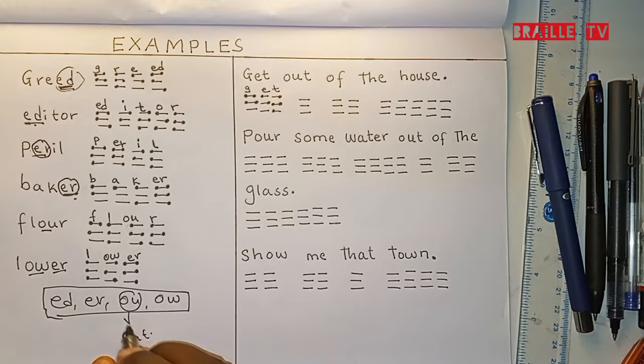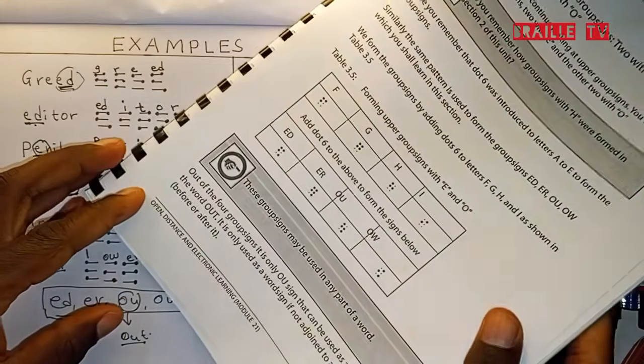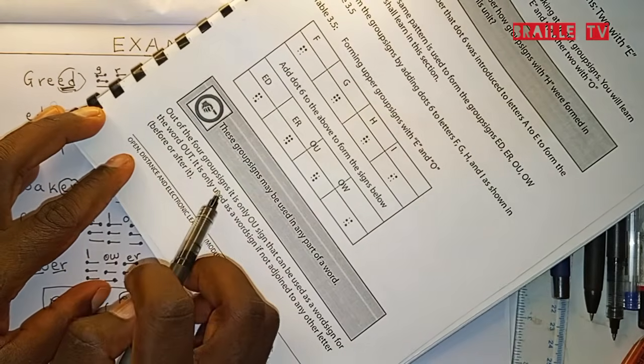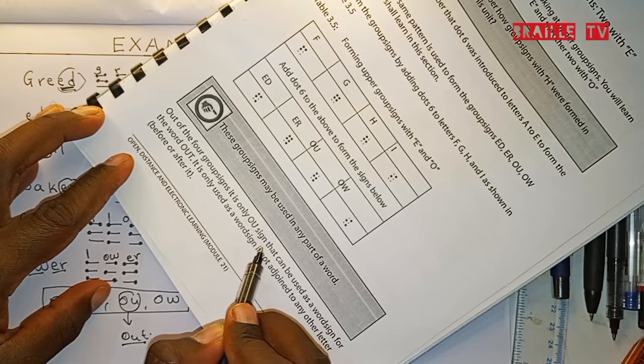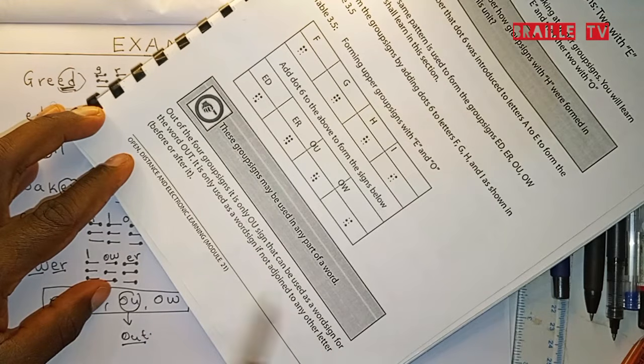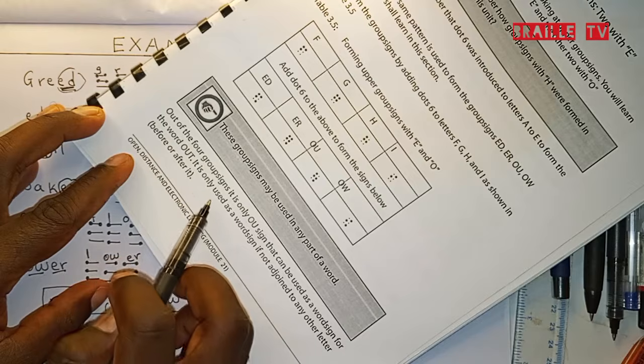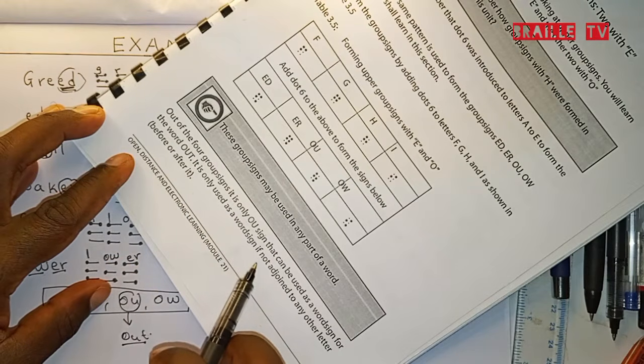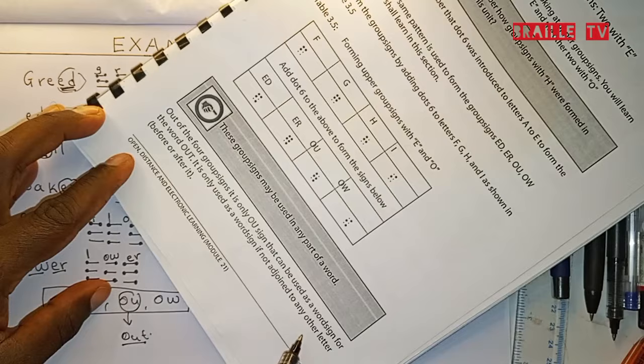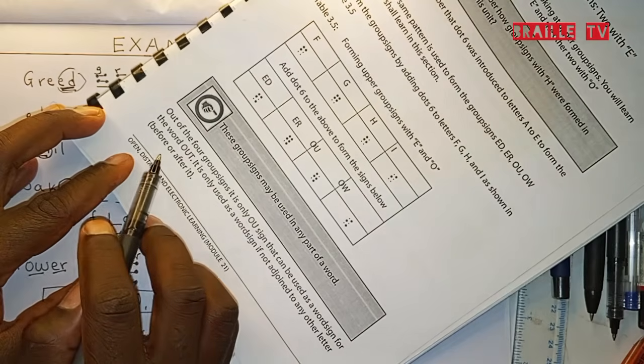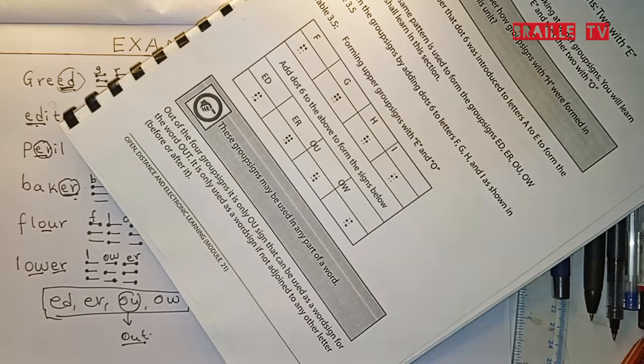As a word sign, OU is used to represent "out" when no other word is added to it, or when any other letter is added to it. Let us read in the module and see. Okay, so it's here. I think you can see we are told that out of the 4 group signs, it is only the OU sign that can be used as a word sign for the word "out". It is only used as a word sign if not adjoined to any other letter before it or after it. So it's not me saying, it is the module.